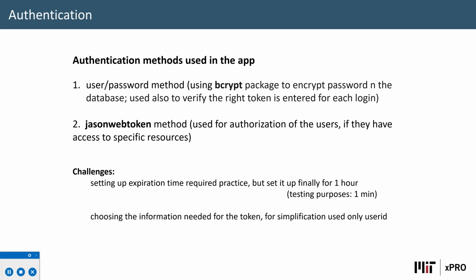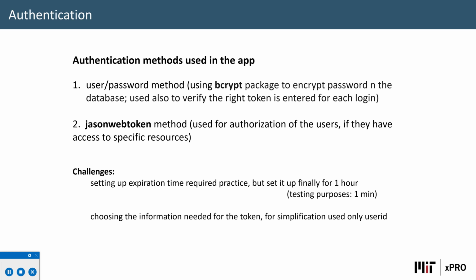Authentication was developed using two methods: user password method, hiding buttons or links if a user is logged in or not, for example, using the bcrypt package to encrypt the password in the database. Used also to verify that the right token is entered for each login.